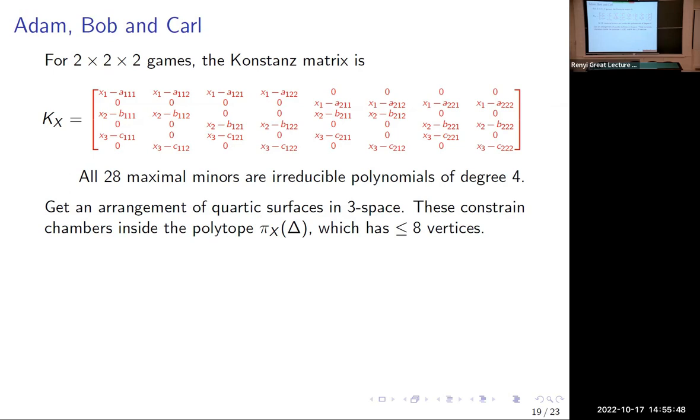It looks like there are equations of degree 6, but they actually drop to 4. So we have an arrangement of 28 quartic surfaces in 3-space. And this is the same picture as before, just one dimension higher, right? A quartic surface for an algebraic geometer is called a K3 surface. So we have an arrangement of 28 K3 surfaces that bound various blue regions, and that's the payoff region.